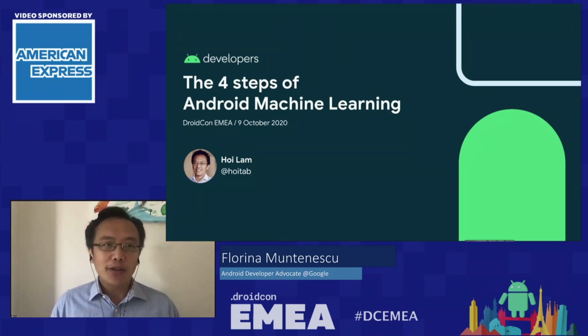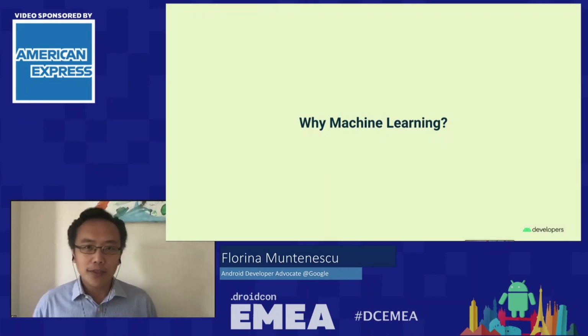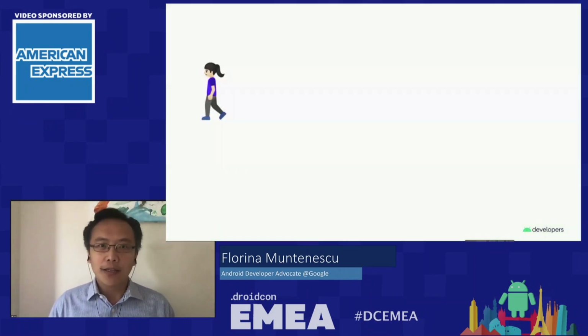Today I'm going to talk about the 4 steps of Android machine learning. Before we really dive into the details, let's take a look at some information. First of all, why machine learning at all, and secondly, why do we do it on device? What's the difference between machine learning and traditional programming?